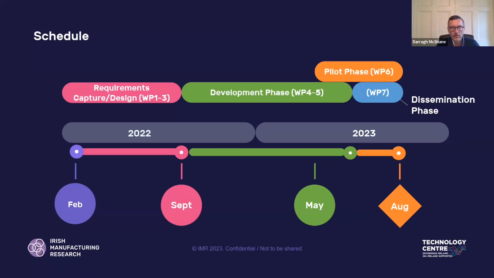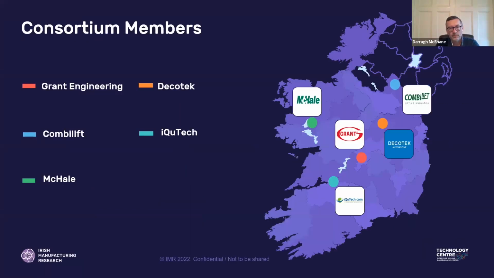So the overall pilot phase concluded in August, as we said. In terms of the partners that we were working with, we had Grant Engineering as the lead partner. Grant manufacture condenser boilers for the home heating market, and are significant exporters of these products within Ireland and across the UK and further abroad. They're based in Birr, County Offaly.